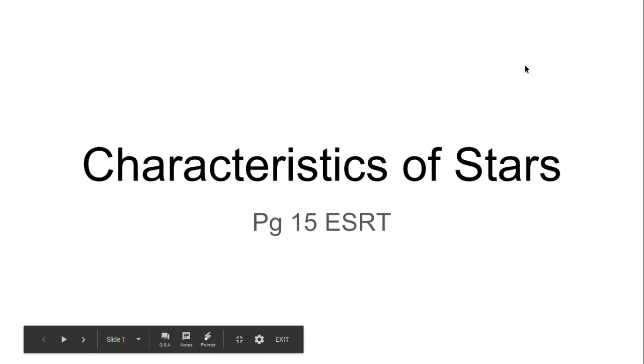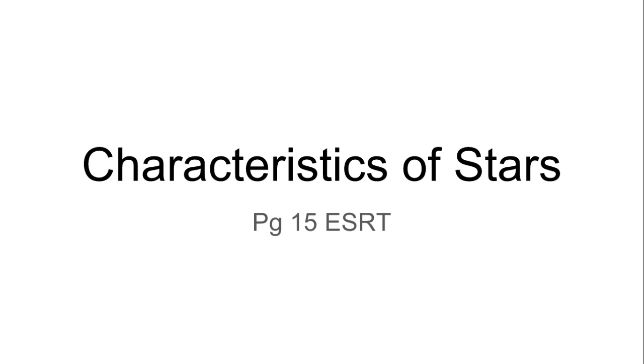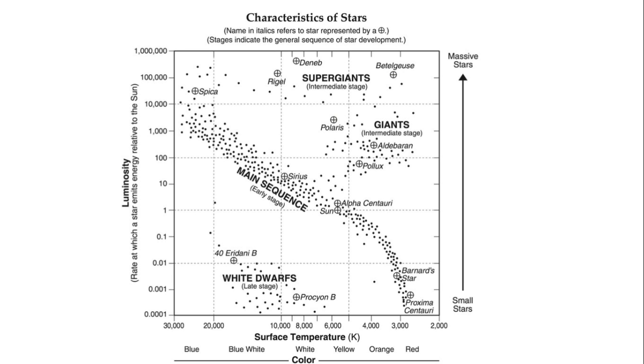So this is just an explanation about how to read your characteristics of stars chart on page 15 of your Earth Science reference table. So this is the chart. You will also see this chart other places. It's known as the HR diagram. In your reference table, it's just titled Characteristics of Stars. And there's a lot of information about all the different stars in the universe on this.